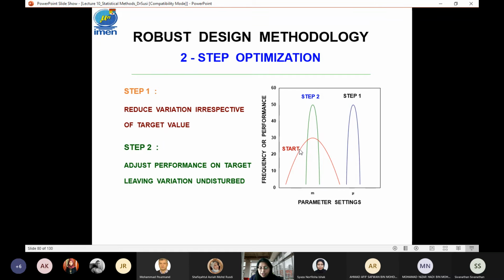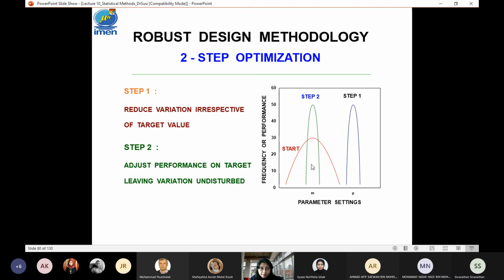Okay, so when you do a variation reduction, this is equivalent to looking at the signal to noise ratio, larger the better, or smaller the better, or nominal the best. And when you are doing the mean on target, we look at SNR effect on the mean. All right. Later, when you use Minitab, you can see two types of SNR.